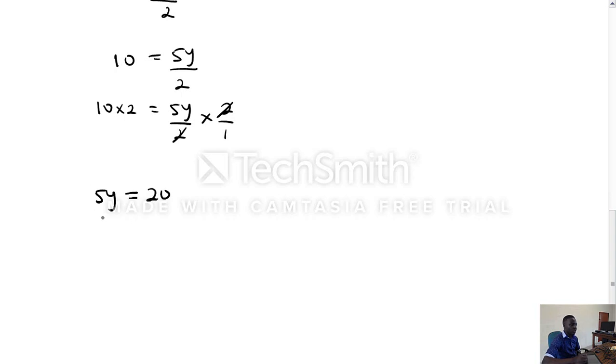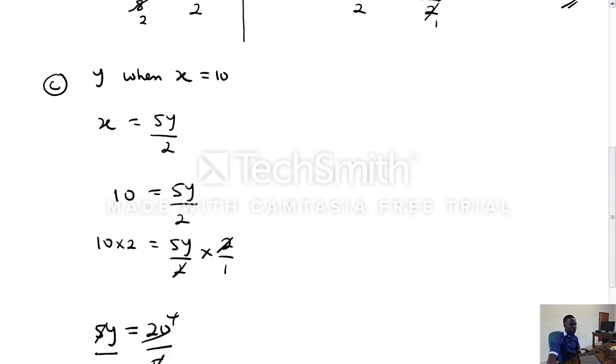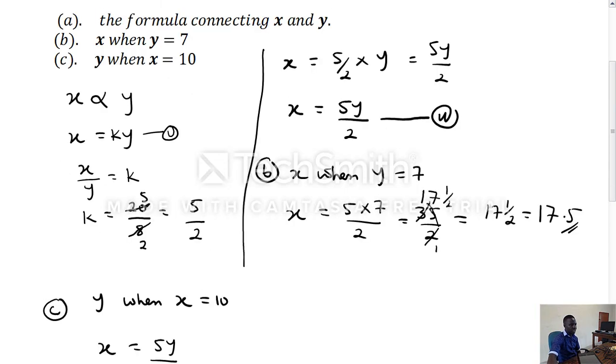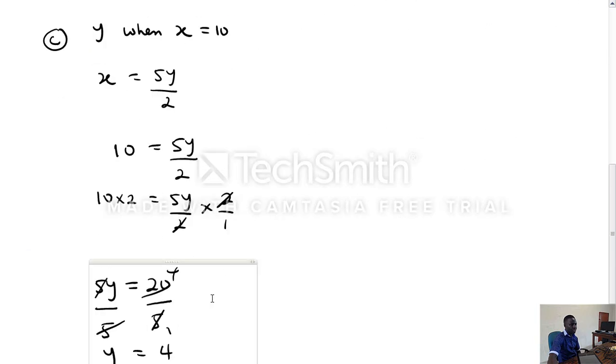So in order for us to make y the subject of the formula, we'll have to divide both sides by 5. So when I divide here by 5, divide here by 5, I will get my value of y. So that y is equal to 20 divided by 5, and 20 divided by 5 is 4. So therefore y is equal to 4. So y is equal to 4 when x is equal to 10.